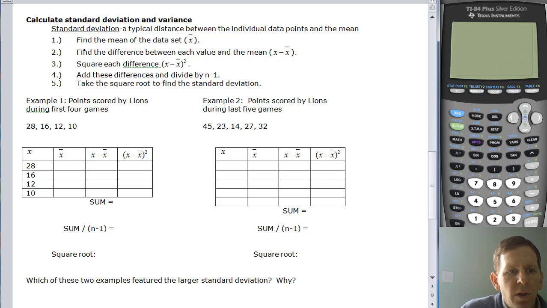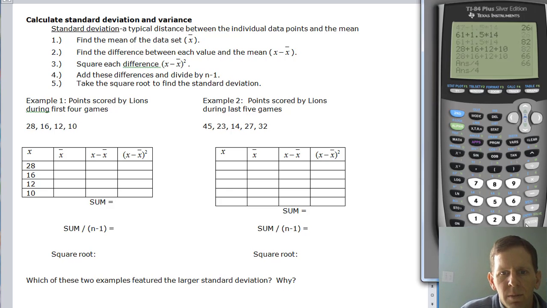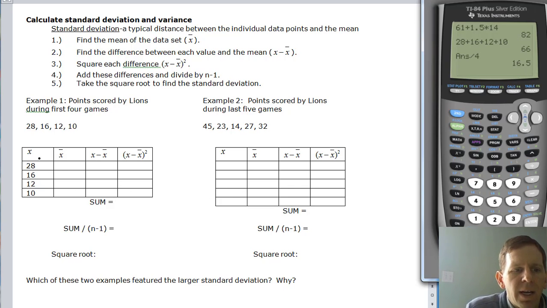So the first step that we're going to do is find the mean of the data set. The mean is found by adding these numbers together and dividing by 4. Let's do that first. So the mean I get is 16.5. Whatever you get, try not to round this number. I'm going to write this mean in each of the boxes that say x bar.